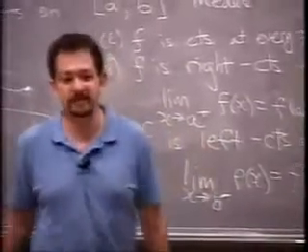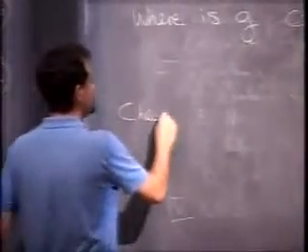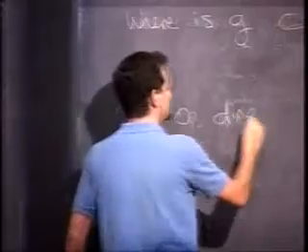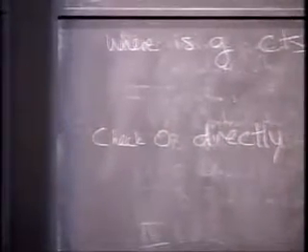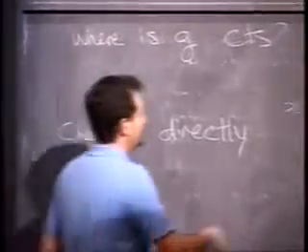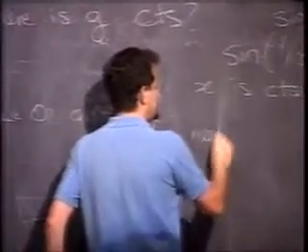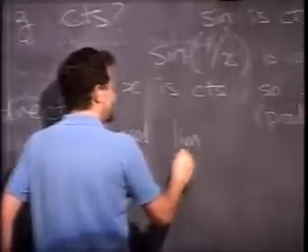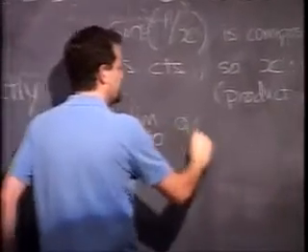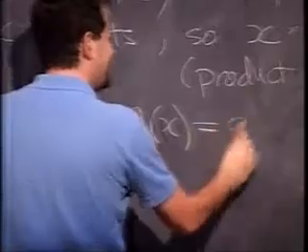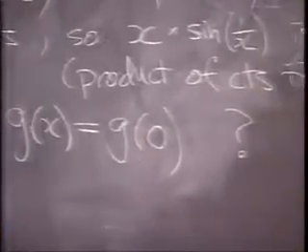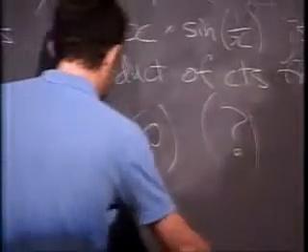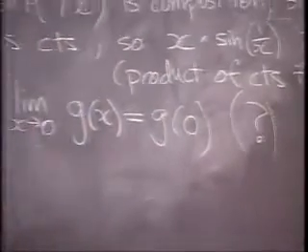But what about at 0? Well, let's check 0 directly, because something weird happens here. What we need is the limit as x goes to 0 of g of x has to equal g of 0. And I will put a little question mark there, because we don't know that that's true. That's what we're supposed to show is true.